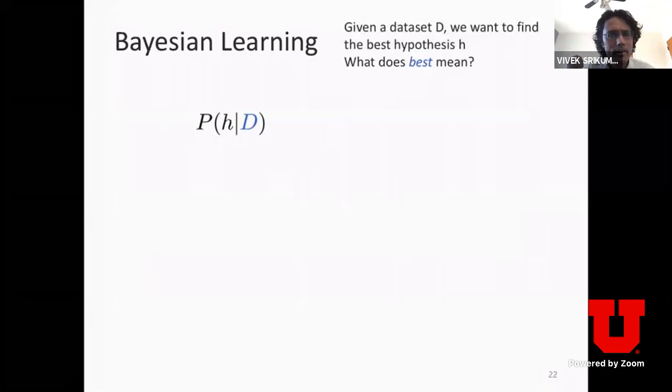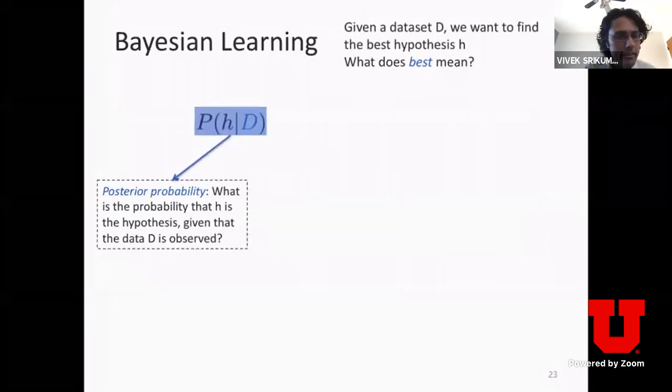How do we interpret this? We want to find the hypothesis that maximizes P of H given D. Effectively, what this is asking is, what's the probability? This is the posterior probability over the hypothesis space. The posterior probability is simply asking what's the probability that H is the hypothesis given that the data set D is observed.